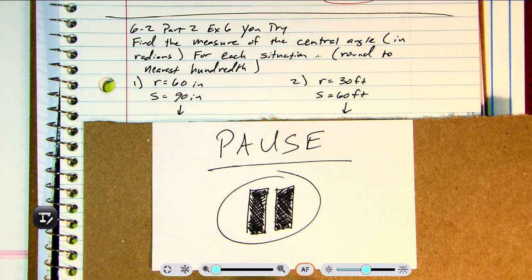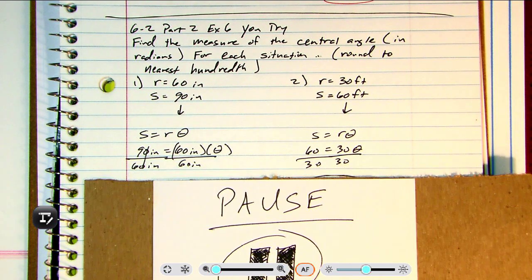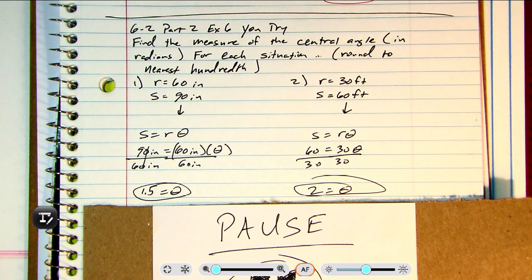Now these are kind of tricky. I said round to the nearest hundredth. I was trying to fool you. It's just 1.5 and 2.